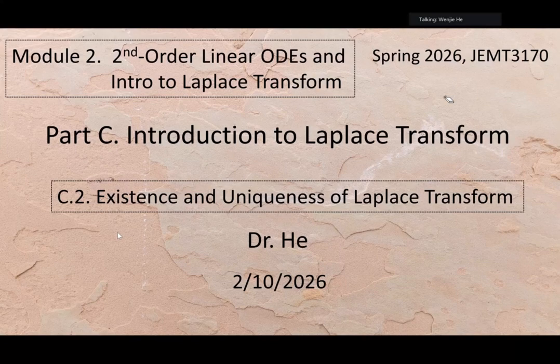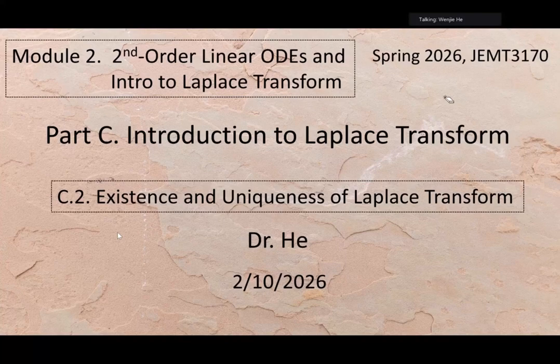Next, existence and uniqueness of the Laplace transform. There is some condition. This time we want to know a little more, because not all functions have a Laplace transform. Some functions may not have one, so certain conditions should be satisfied, although those conditions can cover a large number of functions.